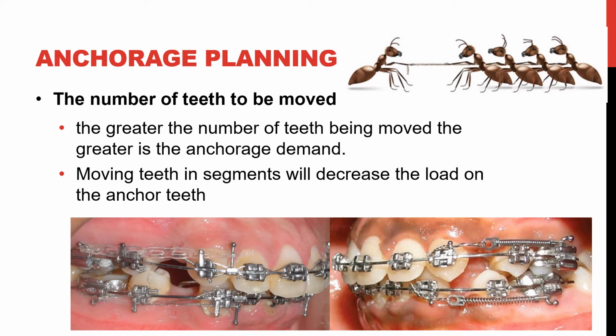In the photo on the right, we can see that a closed coil spring is used to retract the canine alone, while on the left, the power chain is used to retract the whole anterior segment, which will increase the load on the anchor teeth, in this case, the second premolar and the molar.